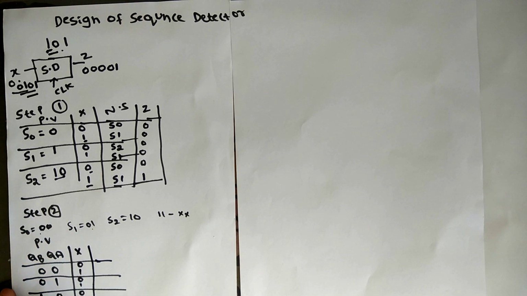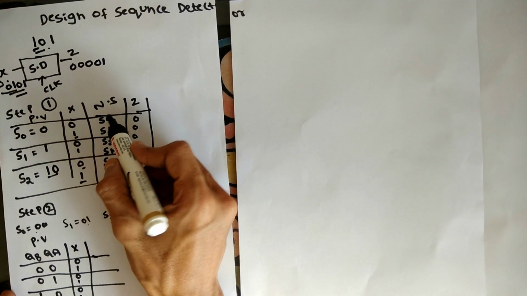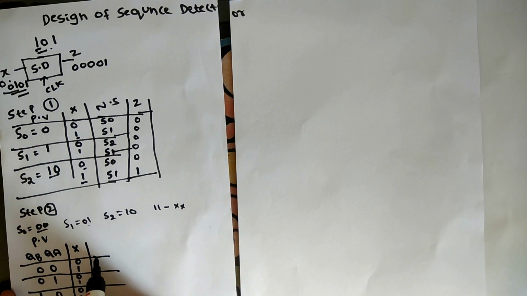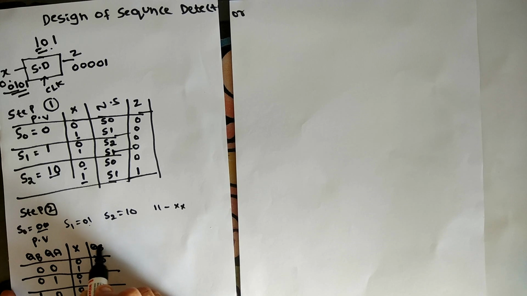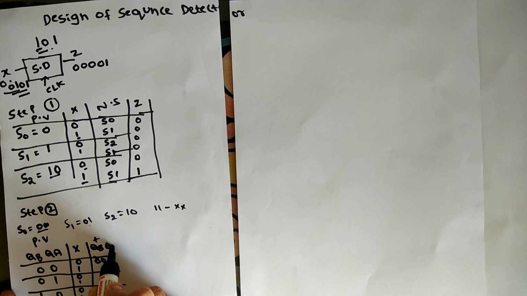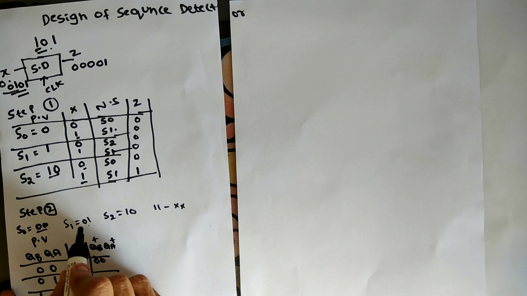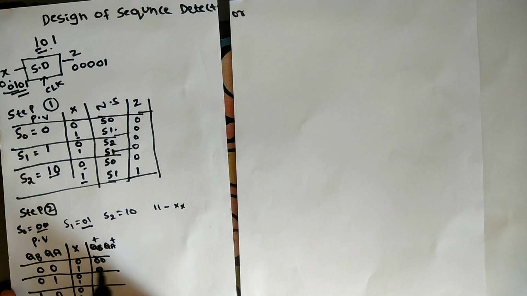So what is the next state here? S0 is nothing but 0 0. So here 0 0 we will get. Next state we will call QB plus and QA plus. So 0 0 is the state of S0. So we have taken. Second one here S1. S1 is nothing but 0 1. So go with 0 1.